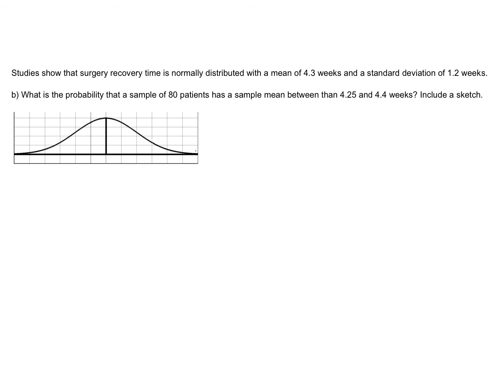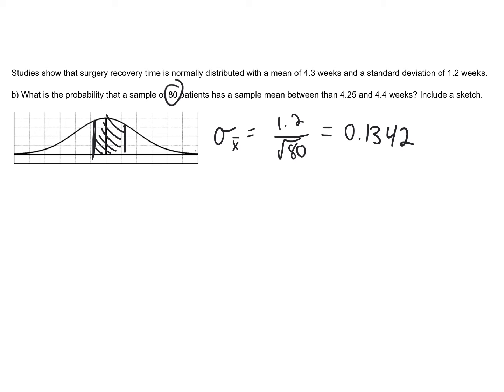Part B is very similar, but this time we're looking between two values. So we have 4.25, which is to the left of the mean, and 4.4, which is to the right of the mean, and we want to find the probability in between. Now we're going to have to recalculate our standard error because our n increased as well. So the new standard error is 0.1342.